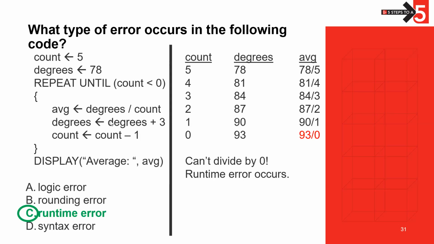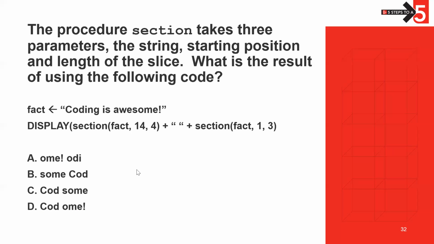So we are still in our loop here, and this is where the problem occurs. AVG now becomes 93 divided by 0. And just like in math, you can't divide by 0. So that's where our runtime error will occur. Everything runs just fine up until that point. And this is where you really have to test your programs well so you don't accidentally run into one of those conditions. So that's where that error occurs. All right, next question.